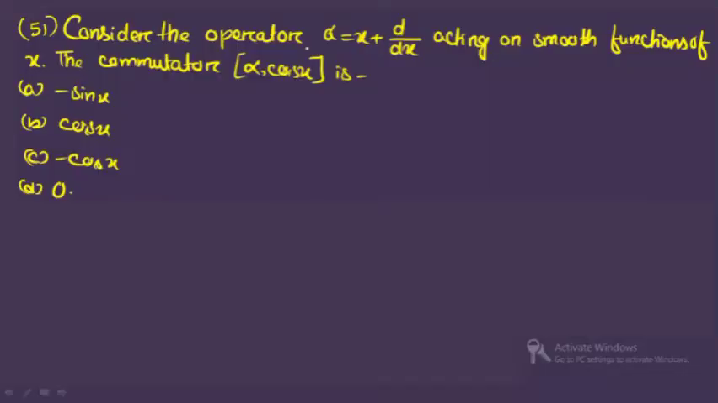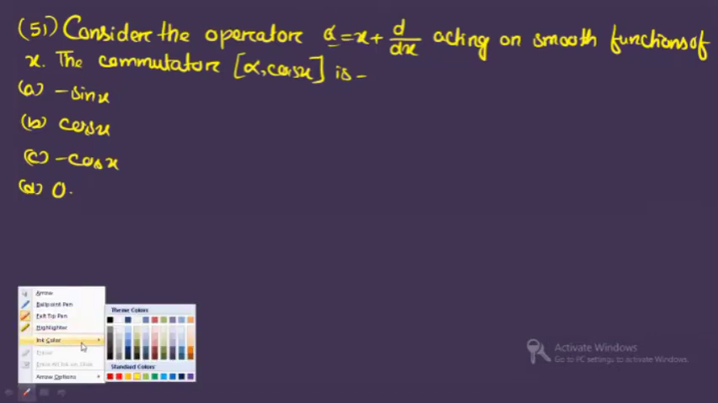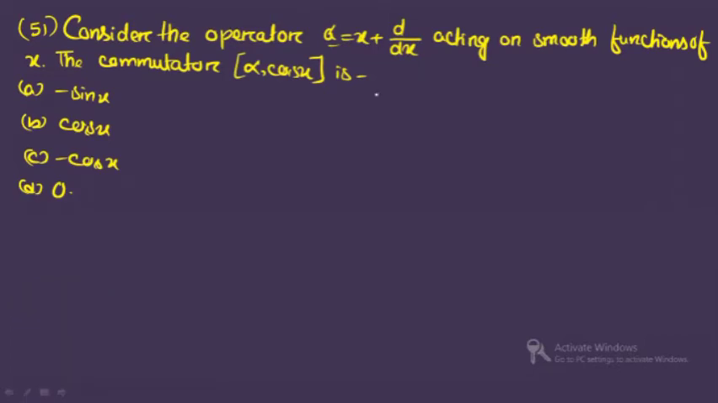Here it is said, consider the operator alpha equals x plus d/dx acting on a smooth function of x. So you have to find the commutator of alpha and cos x. It is simple, alpha is given to you, you have to find the commutator of alpha and cos x. So for this we will write x plus d/dx, which is the value of alpha, with cos x, operated on a wave function psi.